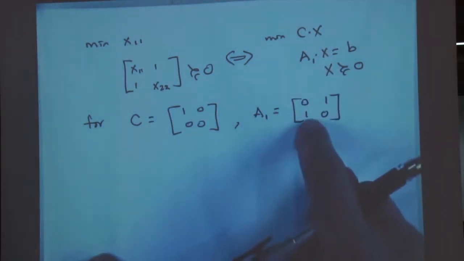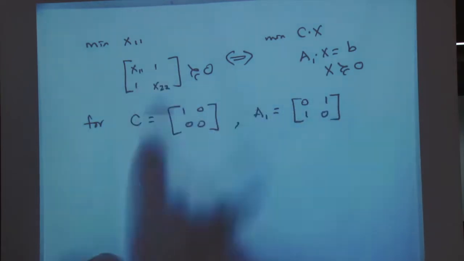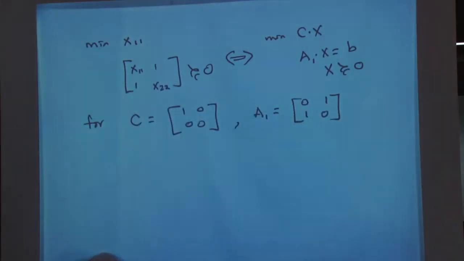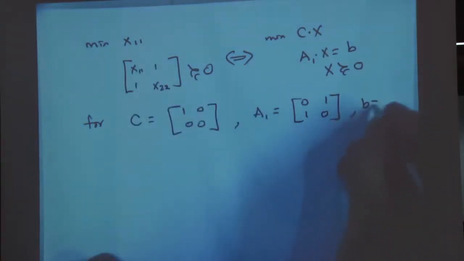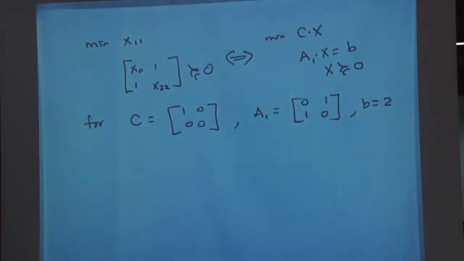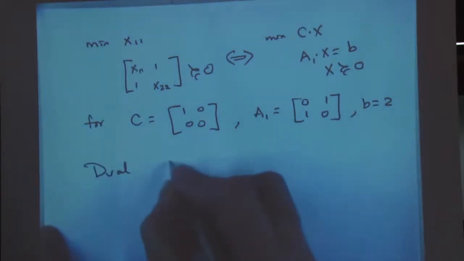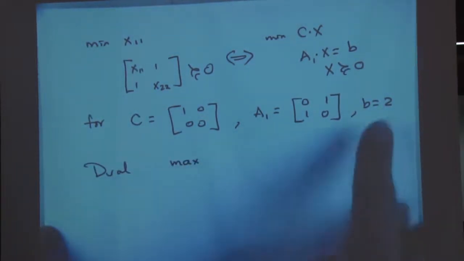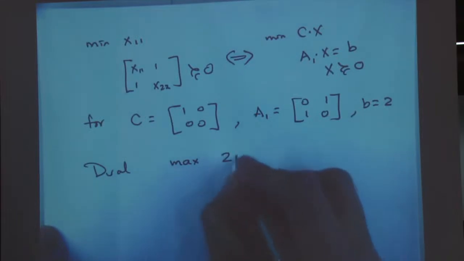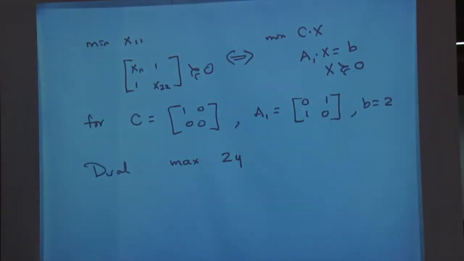And I want the sum of these two off-diagonal elements to be equal to 2, so that they both have 1. So I want that, and B should be 2. All right? So that's A, B, and C. So then the dual will be to maximize B transpose Y, so that's maximize 2Y, right?